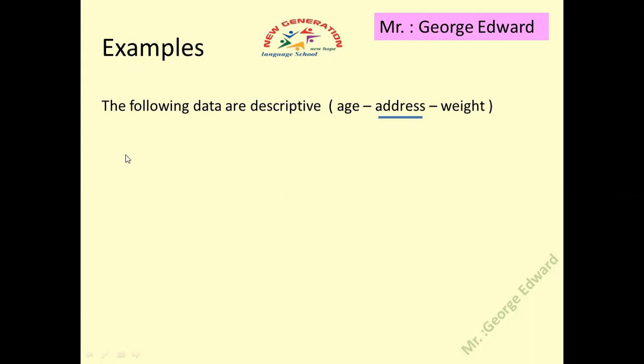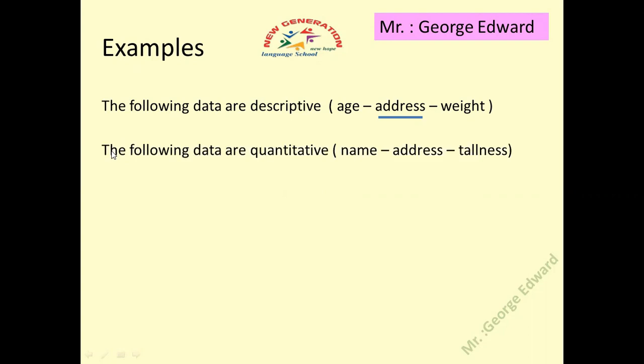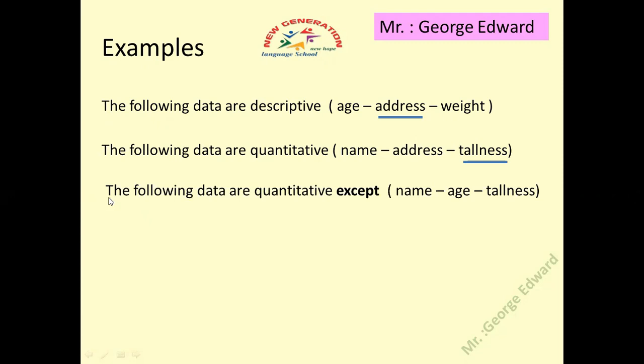Second example, the following data are quantitative: name, address, tallness. Our answer is excellent, tallness. Another example, the following data are quantitative except. Here, except means ما عدا.